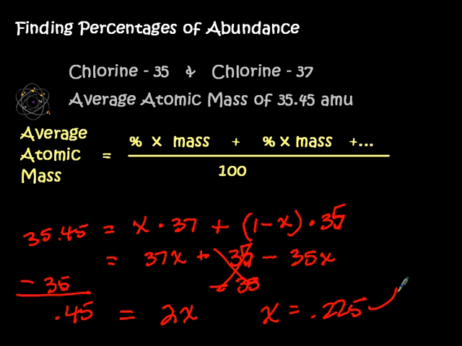In percentage, this 0.225 comes out to approximately 23%. 23% of what? Well, 23% of isotope 37. So this is 23% of chlorine 37. And how much is the 35 then? Well, let's just subtract it away from 100%. And if I do that, then I get that it's about 78% of chlorine 35.